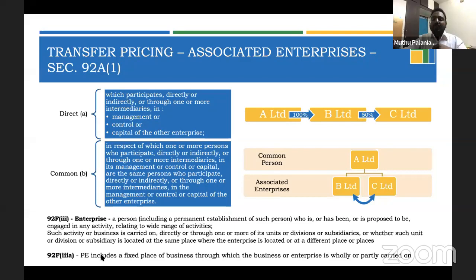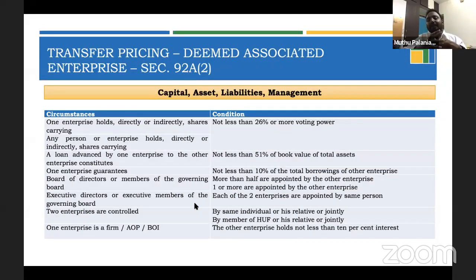So that becomes critical. Two enterprises will be called associated enterprises if they have a participation in management, control, or capital, either directly or indirectly or through a common party. Now, this is what is called associated enterprises. But going further, there is also a category called deemed associated enterprises. This deemed associated enterprises category is basically split into two broad areas. For the purpose of understanding, we'll broadly split it into two areas.